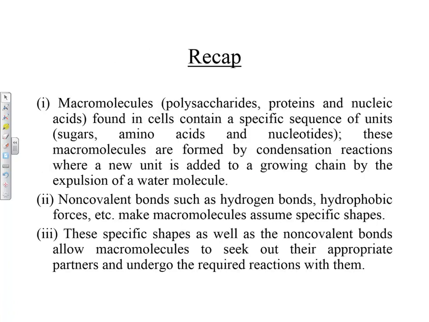I believe I have almost finished this chapter just with this recap. So macromolecules found in cells contain a specific sequence of units: sugars, amino acids, and nucleotides. These macromolecules are formed by condensation reactions where a new unit is added to a growing chain by the expulsion of a water molecule. I gave you examples of that, okay?